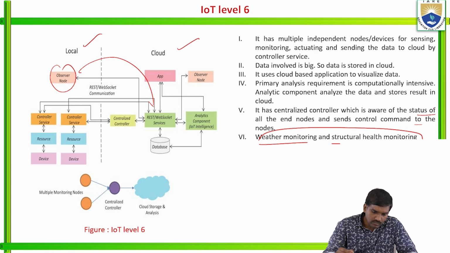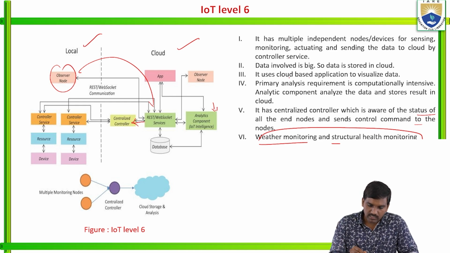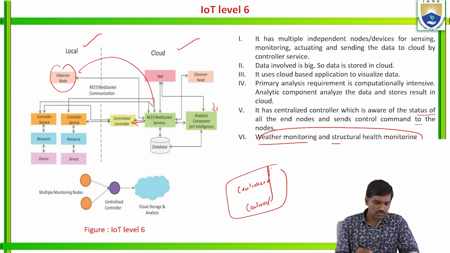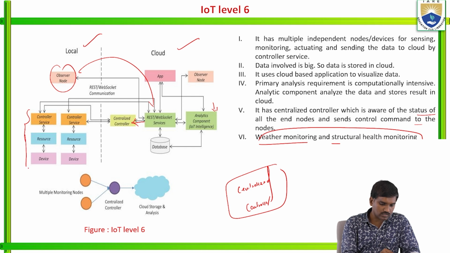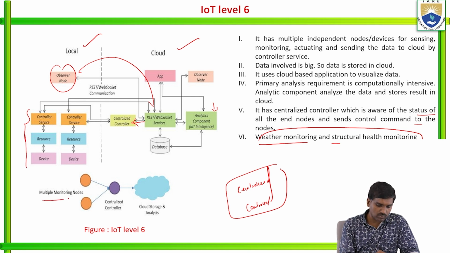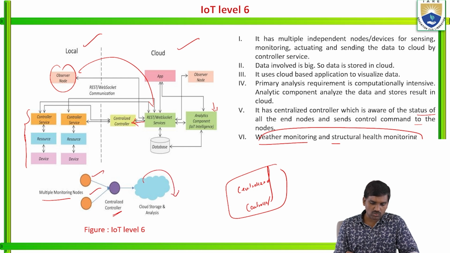The cloud has the application, analytics component, IoT intelligence system. From the database, it is connected to the centralized controller. As I already mentioned, it maintains a centralized controller. From that, we have the service controller, resource and device. We have multiple nodes. From the centralized controller, these are connected to the cloud storage and analysis. So this is level 6.